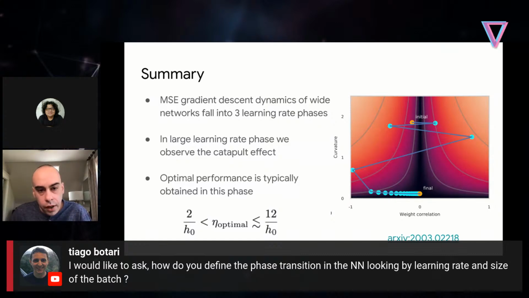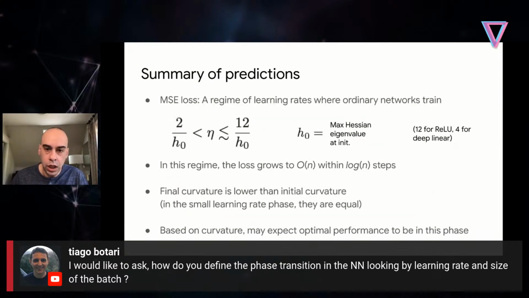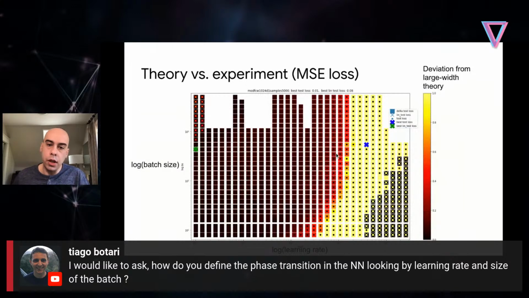How do I define the phase transition in the neural network, looking at learning rate and size of the batch? I see, yes, good. That's right, because the first results I've shown, we scanned over both the learning rate and the batch size, and so the transition is not happening just at a point. We have two parameters now. There's a whole line of phase transitions that are happening.